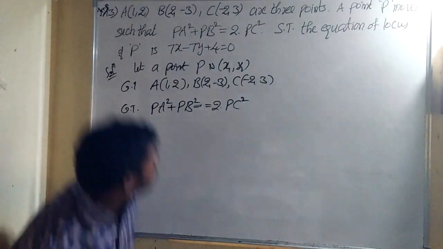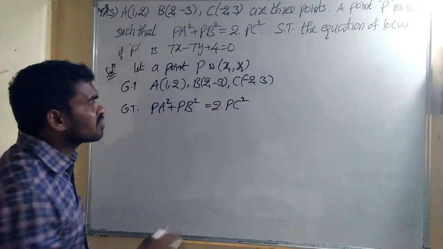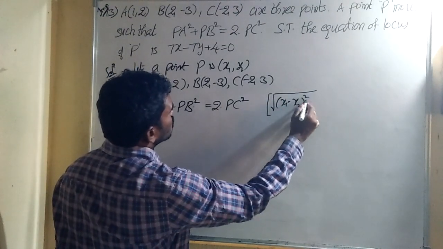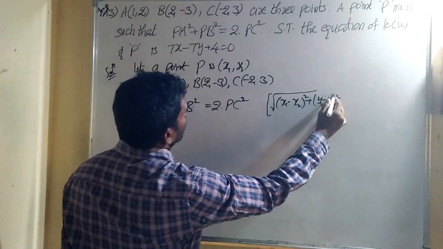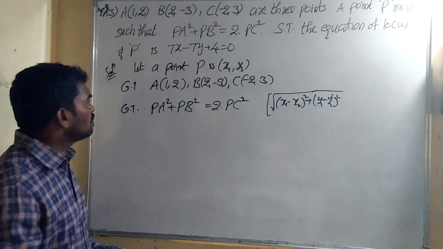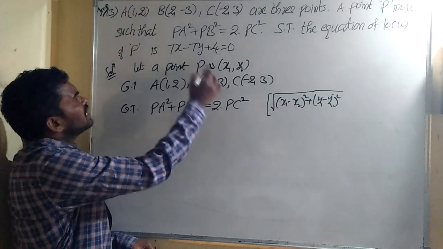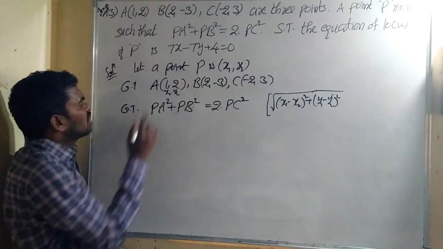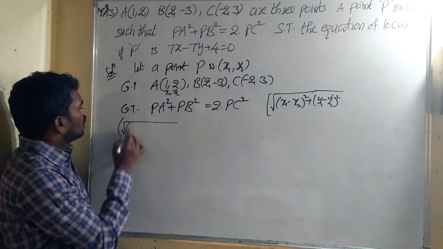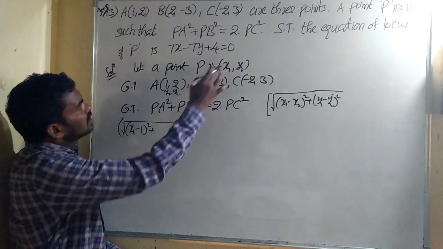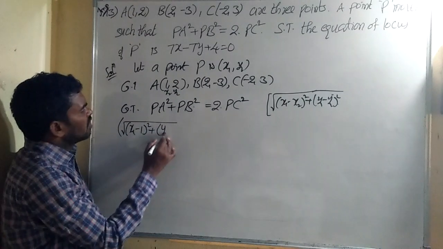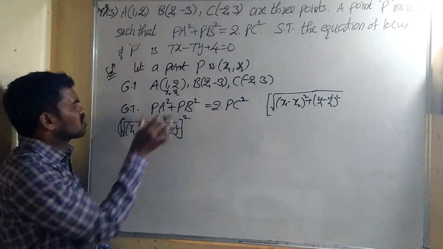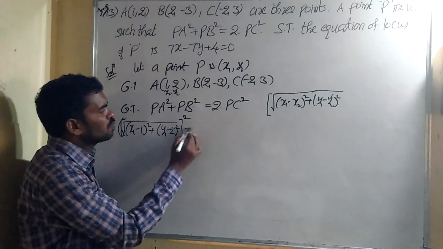Now PA means distance formula. What is the distance formula? Root of (x1 - x2) whole square plus (y1 - y2) whole square. That is the distance formula. So apply the distance formula first for PA. P is (x1, y1), A is (x2, y2). So we get root of (x1 - 1) whole square plus (y1 - 2) whole square, and PA square means square. Next, plus.